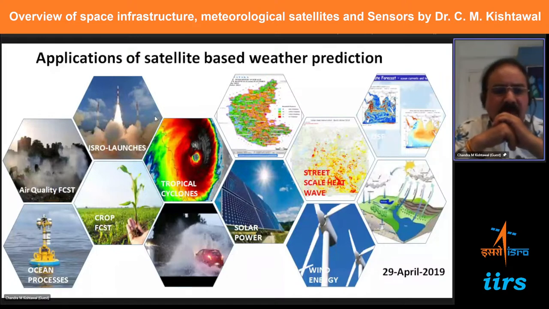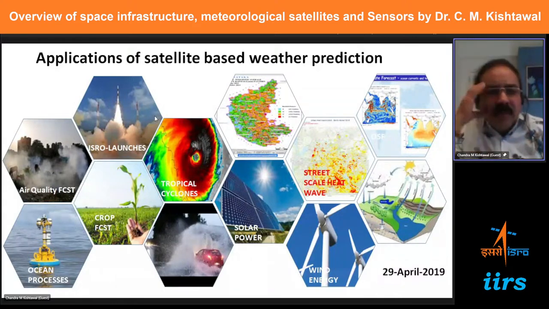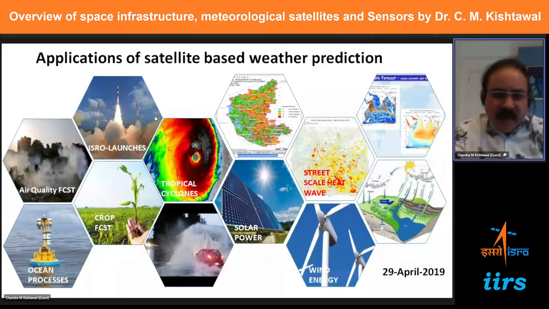cyclone monitoring, crop forecasting, and ISRO launches. I have worked in ISRO, and recently we launched the Chandrayaan 3 mission. Before that, I participated in Mangalyaan, Chandrayaan 1 and Chandrayaan 2, and these missions are very important for predicting certain weather parameters.